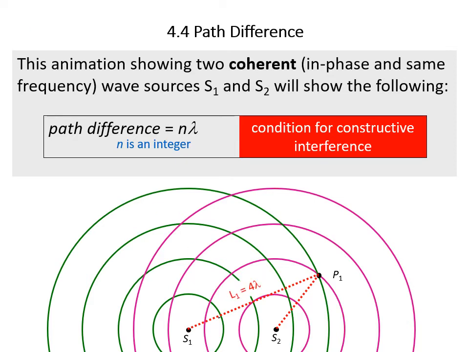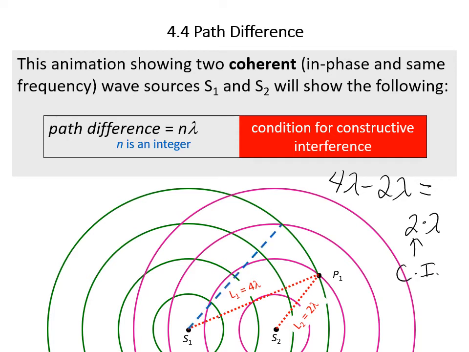So the length between S1 and P1 is 4 times lambda, and between S2 and P1 is 2 times lambda, so this is a place of constructive interference. The path difference for the waves meeting at this position is 4 lambda minus 2 lambda. This is the path difference for the waves at P1. That is equal to 2 times lambda. Since this is a whole integer multiple of the wavelength, this is constructive interference.